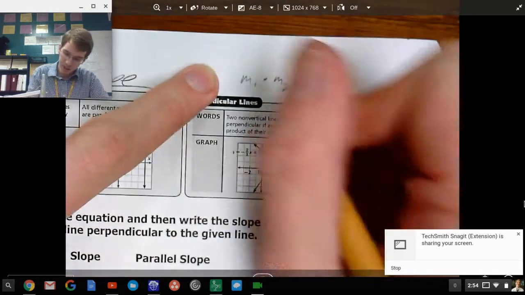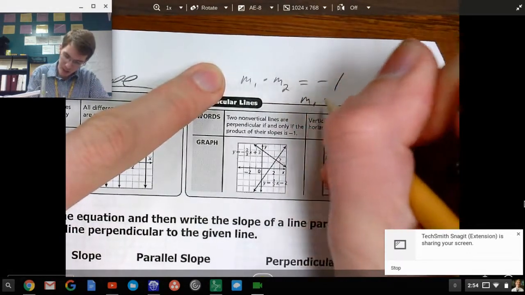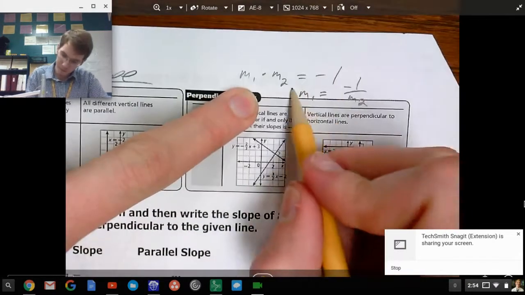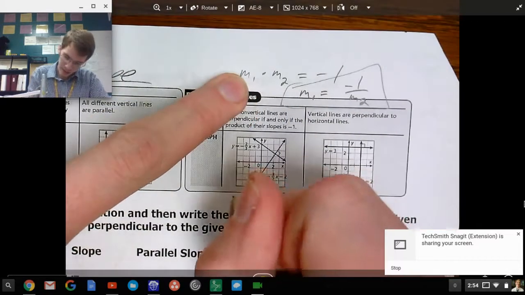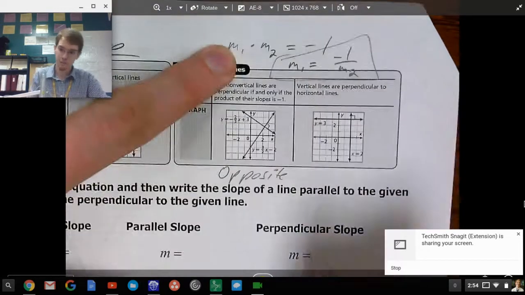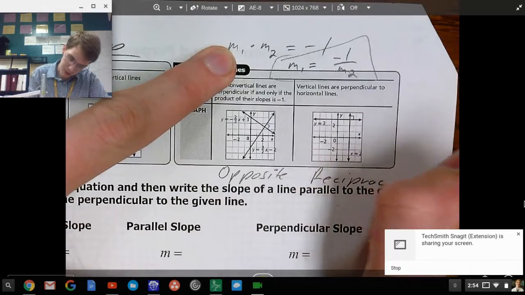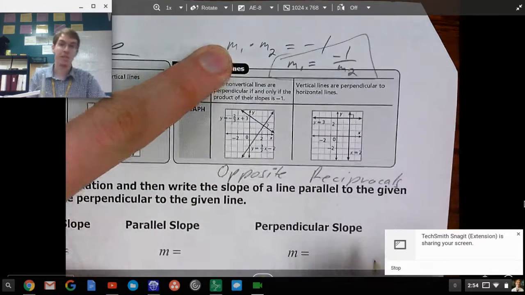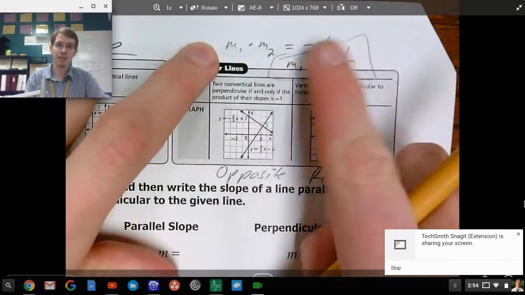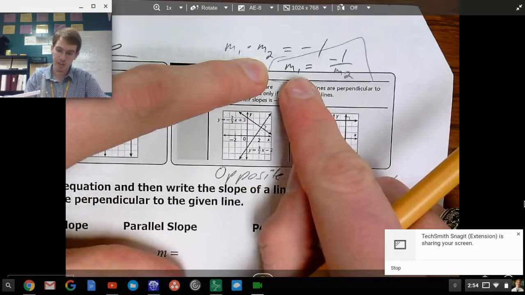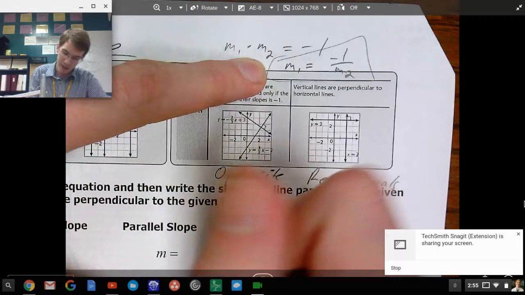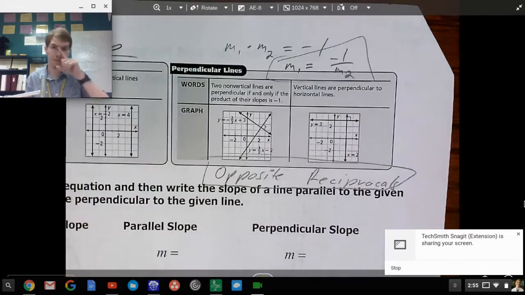But I really choose to think about it this way. If I rearrange that, we have two things that go on. The way that you'll most likely remember this is that these are opposite, meaning one's positive, one's negative, reciprocals. Reciprocals meaning that it's a fraction that's been flipped. I rearranged this definition to say that one of them is the other one flipped with a negative sign. They are opposite reciprocals. That's the way I want you to remember that. Opposite reciprocals.